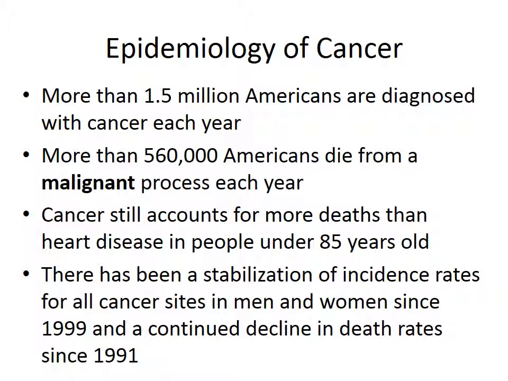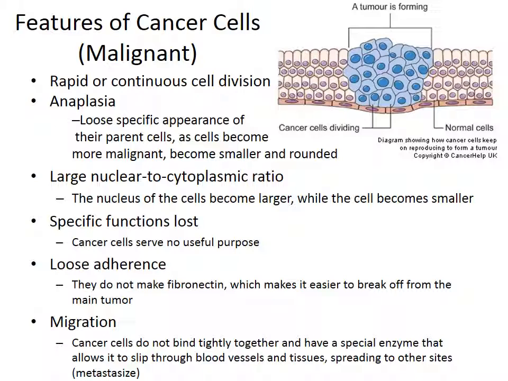The epidemiology of cancer is that more than 1.5 million Americans are diagnosed with cancer each year. More than 560,000 Americans die from a malignant process each year, and cancer still accounts for more deaths than heart disease in people under 85 years of age. There's been a stabilization of incidence rates for cancer sites in men and women since 1999, and a continued decline in death rates since 1991.